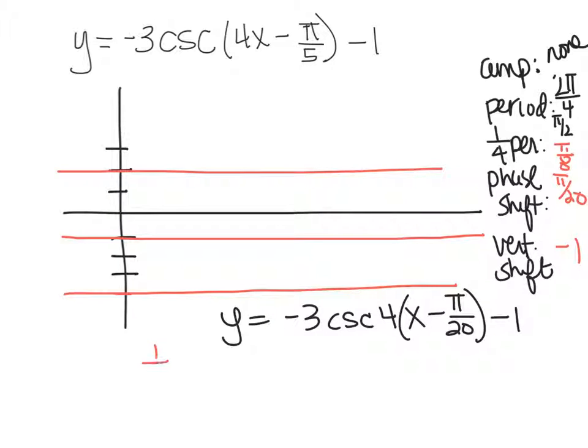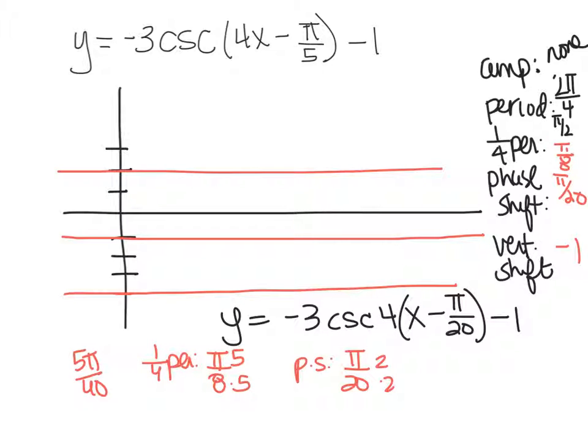Okay, so my quarter period, as we said, was pi over 8. My phase shift, as I said, was pi over 20. And so I'm going to find a common denominator, which looks like it's going to be 40. So I'll multiply by 5, and on this side I'll multiply by 2. And so my quarter period will be 5 pi over 40, and my phase shift will be 2 pi over 40. So this is going to get a little messy here, okay?